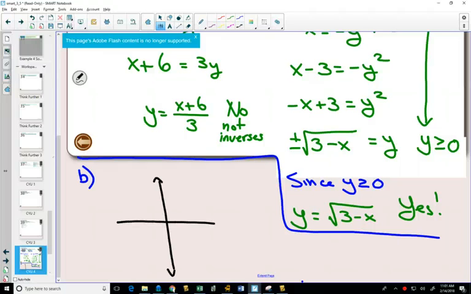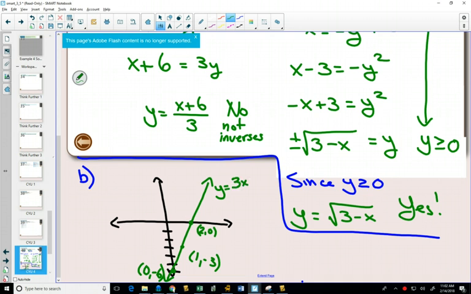So I'll draw a grid. Starting with the first one, 3x minus 6, it's going to be a line with a y-intercept at negative 6. It has a slope of 3, so I'll go up 3 over 1. So I'll have the point 1, negative 3. Up 3 over 1, I'll have the point 2, comma 0. And I'll draw a line through those points. This is the equation of 3x minus 6.